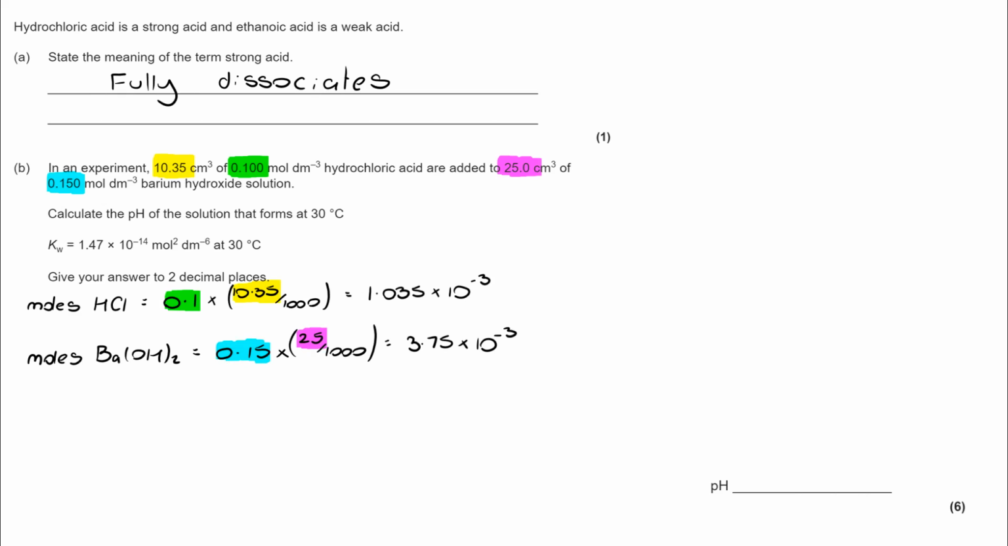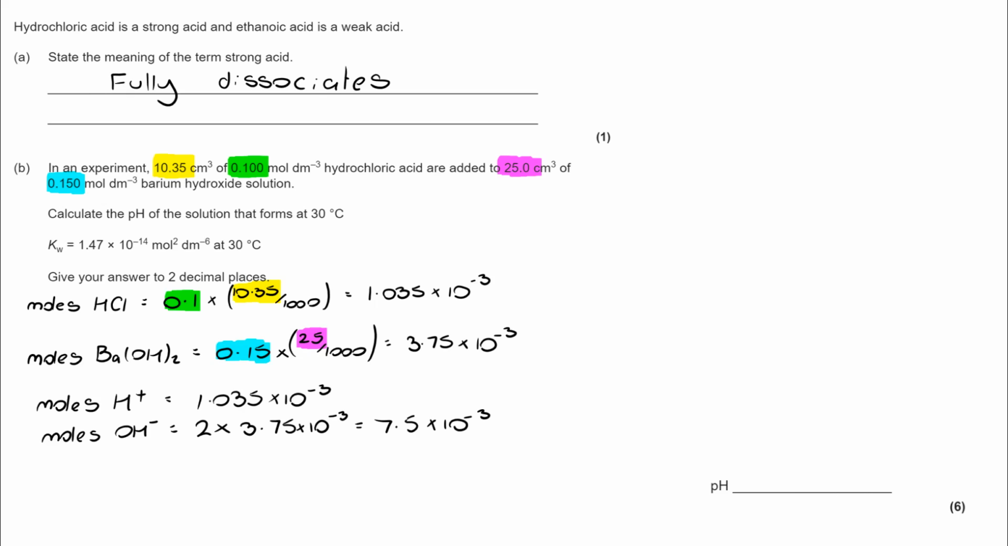So I can colour coordinate here so we can see where the numbers have come from, but that allows me to work out how many moles of HCl we began with and how many moles of barium hydroxide we began with. But we've also got to remember that in this reaction we're interested in the H plus reacting with the OH minuses. It's neutralisation. Now 1 mole of HCl will yield 1 mole of H plus, but 1 mole of barium hydroxide will yield 2 moles of hydroxide ions.